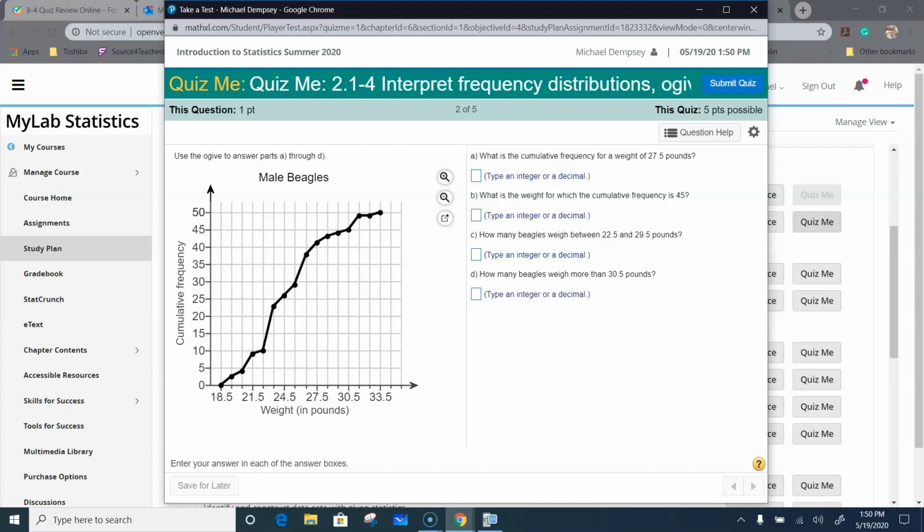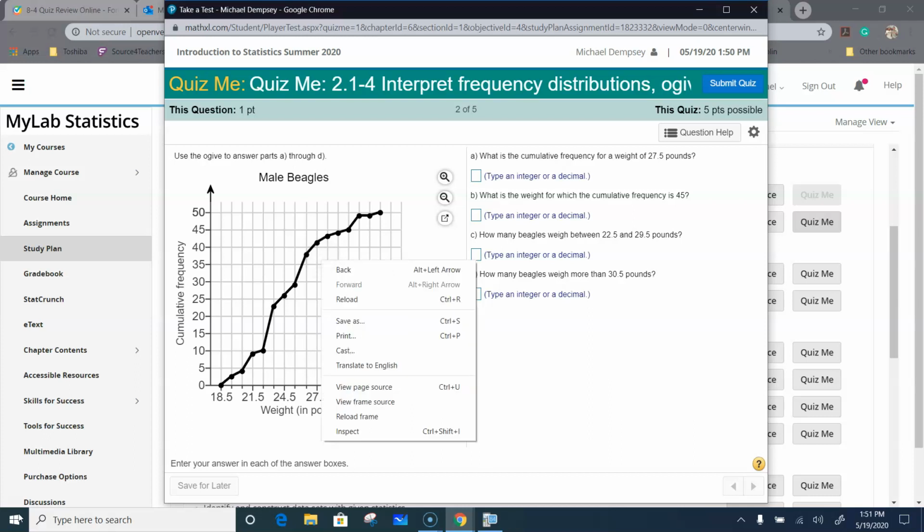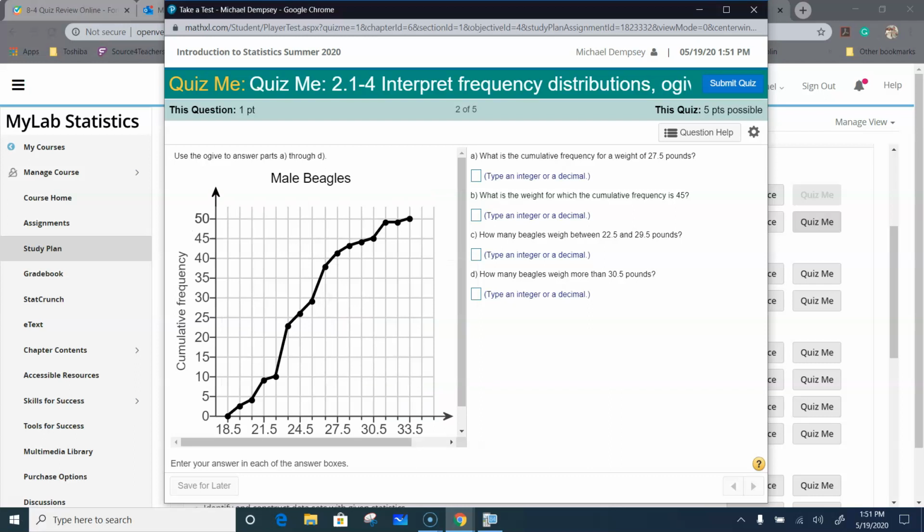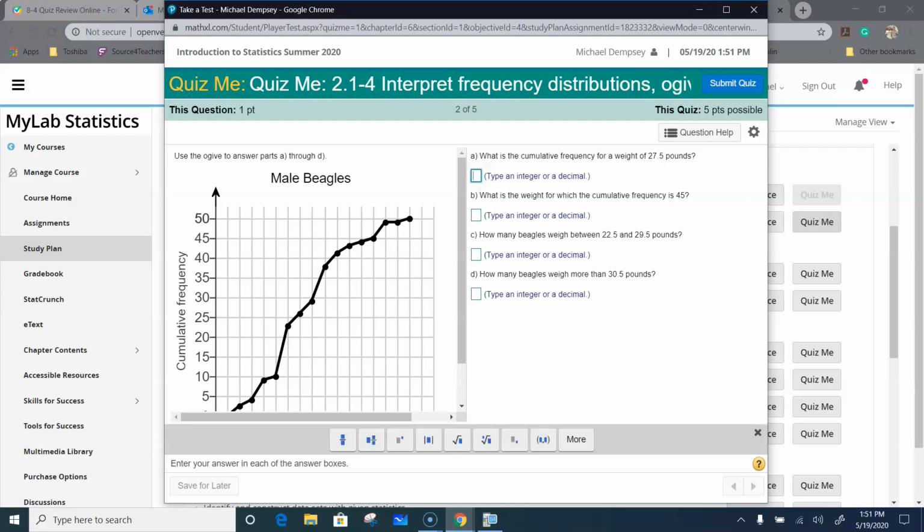So I look at 27.5. I'm going to run my finger up here, and it looks like it lives just up above 40. So unless I can get in any closer, I'm going to have to estimate that. Cumulative frequency for a weight of 27.5 pounds. So I roll right up above 27.5, and it's just above 40. I'm going to say that that's 41.